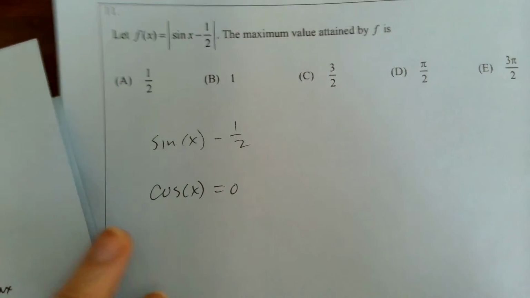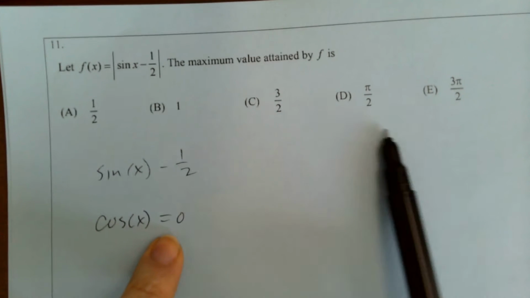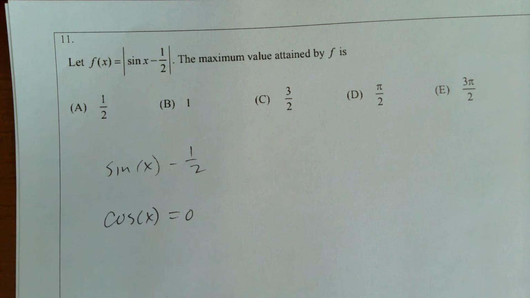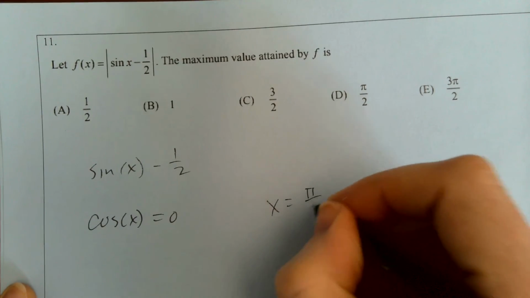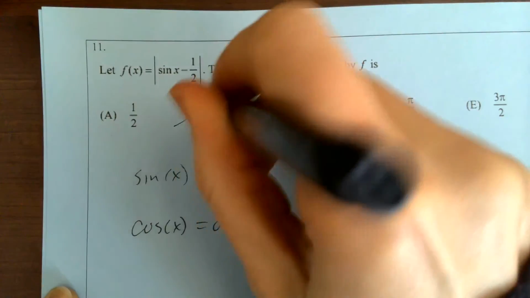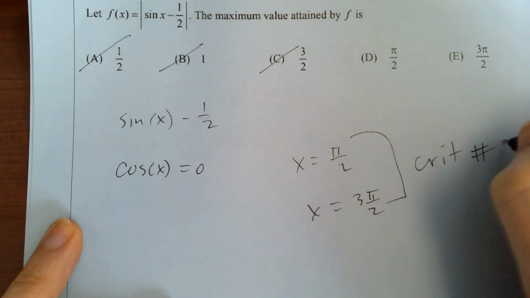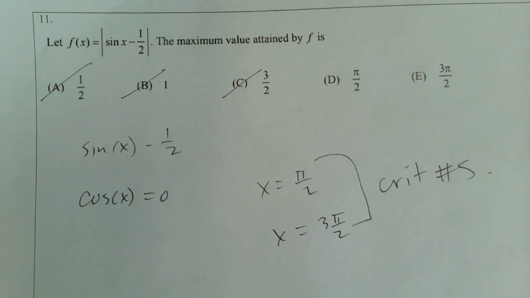Then guys, you need to choose from up here which of these values have a cosine of x that is 0. Okay, so these are the two. So x would be pi over 2, or x would be 3 pi over 2. That's where the derivative would be 0. So those are the critical numbers.